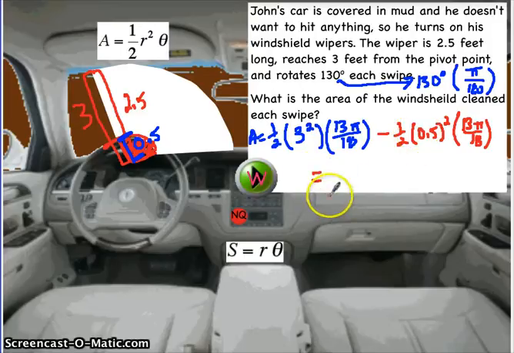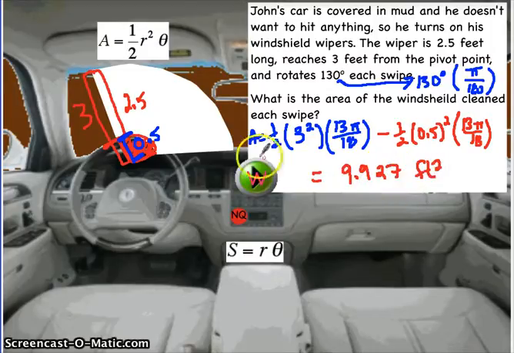If you type all that very carefully into your calculator, you should end up with 9.927 feet squared. It's a good example of a sector area problem. In fact, a double sector area problem where we have to subtract away.